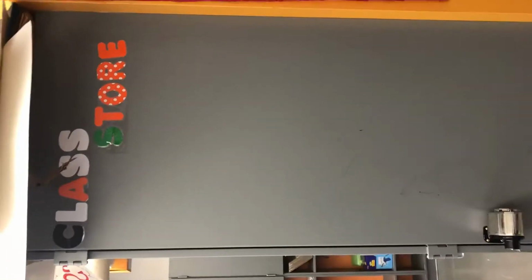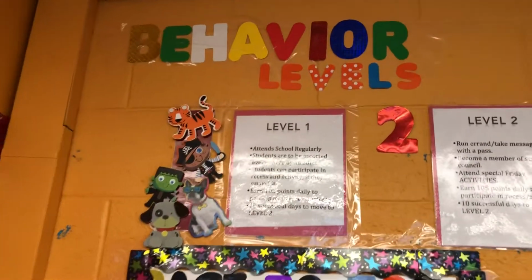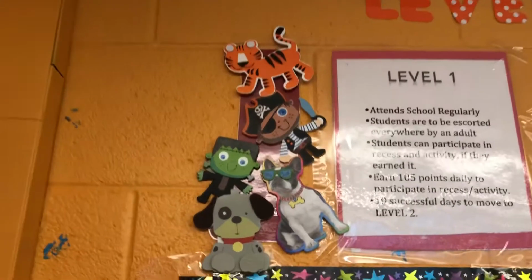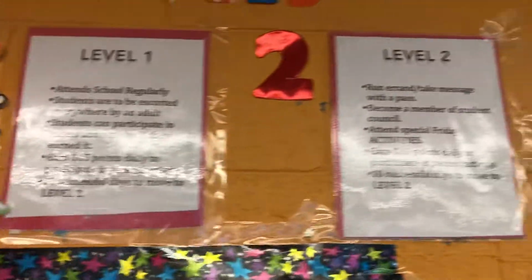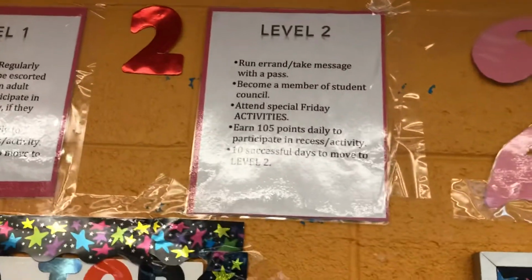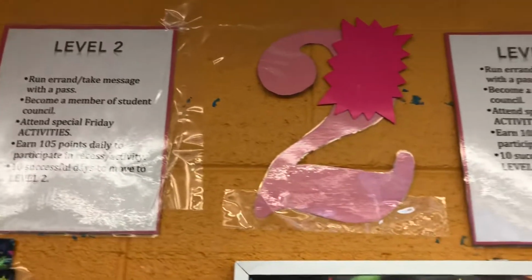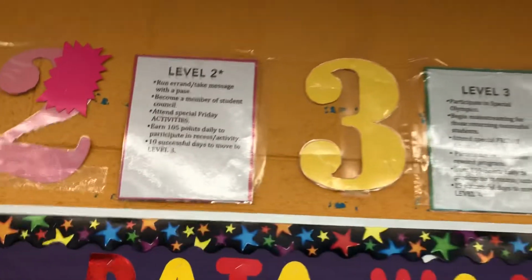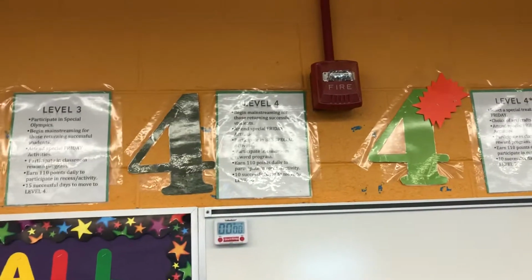Of course, I will establish a school store. This is based on the students' interests. Of course, I have a word wall. Now this is what drives my classroom, a behavioral level system. The kids actually chose their characters, and all students start at level 1 for 10 successful days, let me make that clear. Level 2 for 10 days. Level 2 star for 10 days. Level 3 for 15 days.